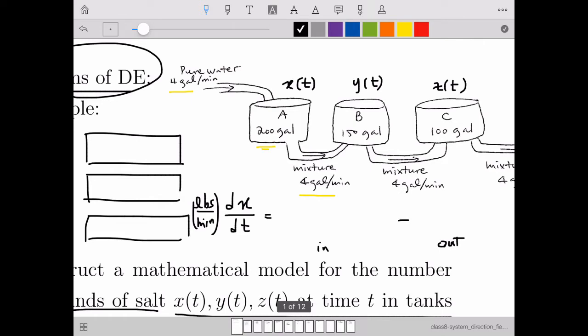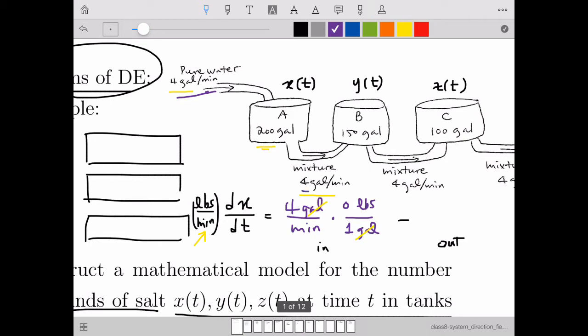So how much is coming in? 4 gallons per minute of pure water. In 1 gallon there are 0 pounds of salt. So the gallon cancels, and I get pounds per minute back. That is what is coming in, and what's going out is the following.